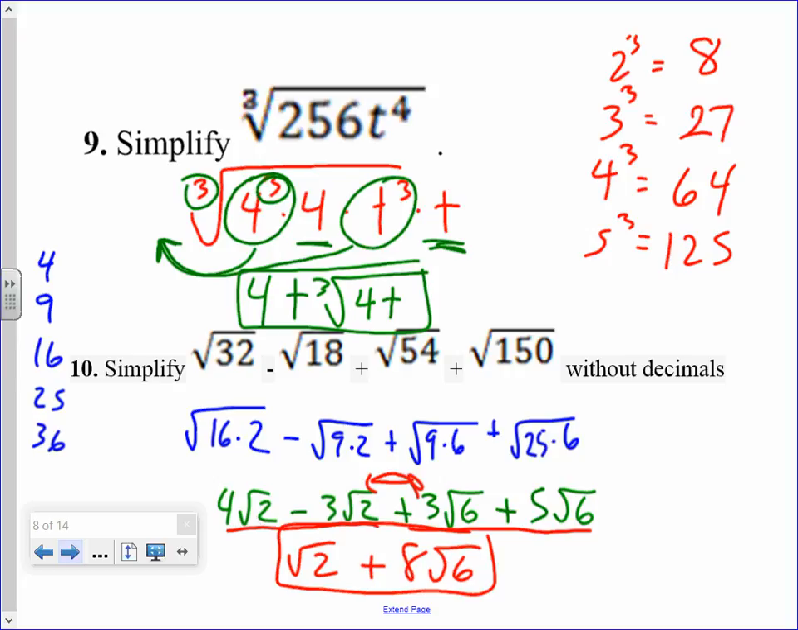So that's what you get: 1 root 2 plus 8 root 6. Oh, you just add the like types together.